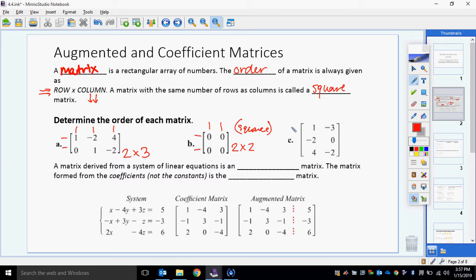And this one, however many rows there are, 1, 2, 3. Remember, it has to be rows first and then the columns, 1, 2. So that is a 3 by 2.